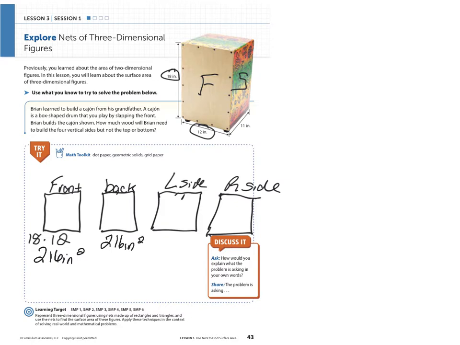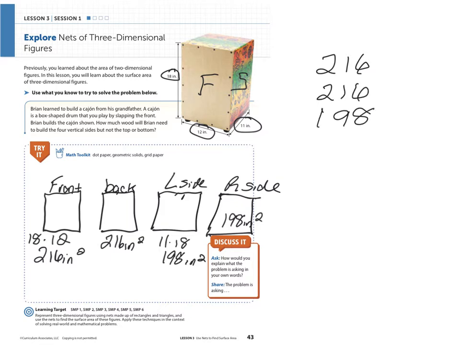My left now is 11 by 18, so 11 times 18, which after you multiply will give me 198 inches squared. And my right side is going to be the same, 198 inches squared. So to build these 4 sides, I need to add all 4 of those numbers together. I need to add 216, 216, 198, and 198 together.